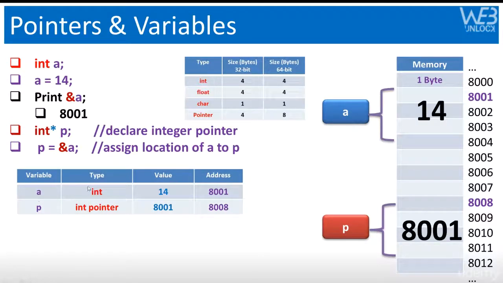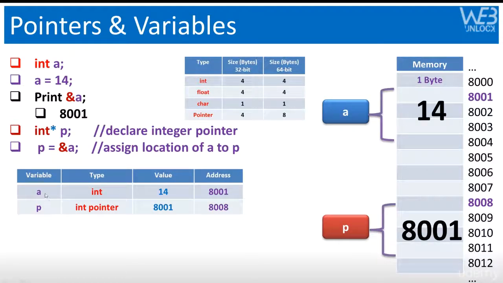We have a variable A of integer type holding the value 14 in its memory address at 8001. We also have a variable P of type integer pointer holding the value of 8001 at its location, which is 8008. I hope this is not confusing. You have to understand that since we have 2 variables, each variable is going to take its own memory, regardless of the type. You can just forget about the type now. You have 2 variables, each one will take up some memory space.